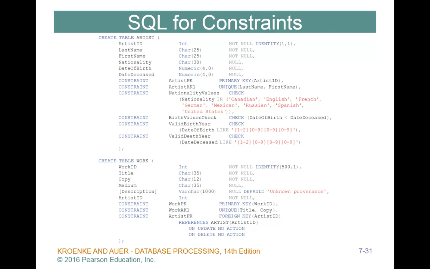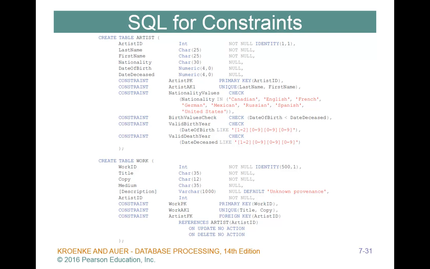The second constraint is also a check constraint, and this is where we're going to check the birth values check. In our second column is where we name the constraint. So if we ever need to call on this constraint and check it or look at it or change it, we can just call on nationality values, or we can call on the birth values check. Those are specific constraints that we've named. For this one, we're going to check to make sure that the date of birth is less than the date of deceased. Okay?